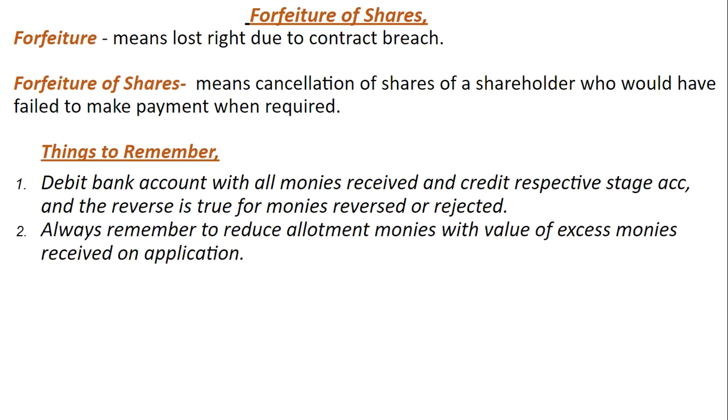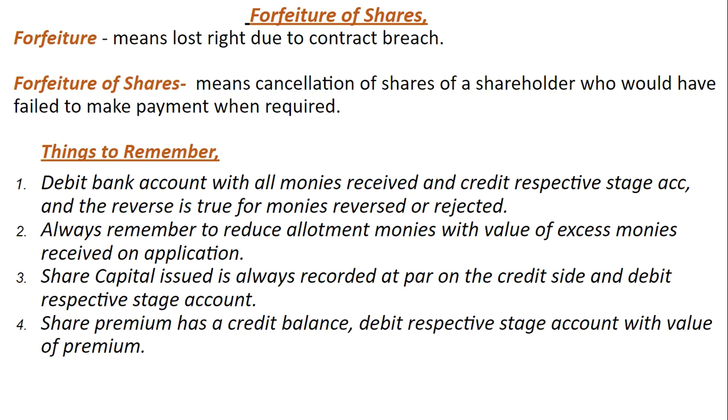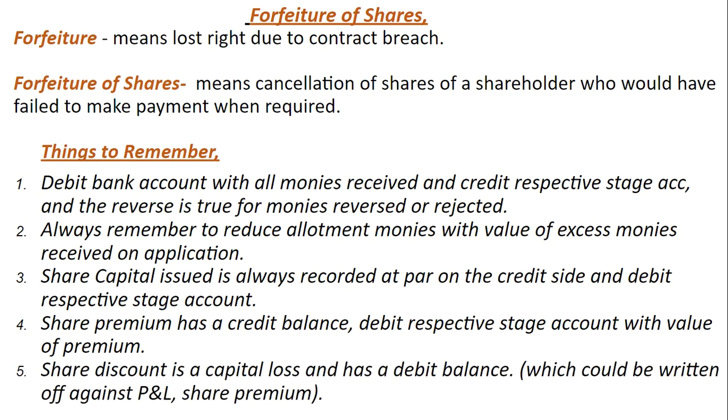Number 2, always remember to reduce allotment monies with value of excess monies received on application. Number 3, share capital issued is always recorded at par on the credit side and debit the respective stage account. Number 4, share premium as a credit balance, debit the respective stage account with value of the share premium. Number 5, share discount is a capital loss and is a debit balance.